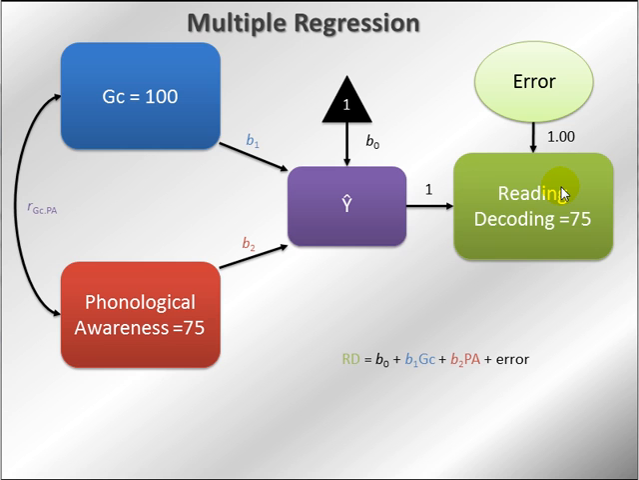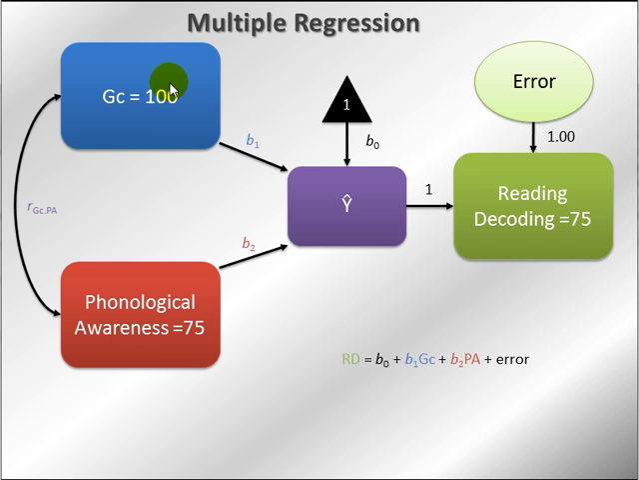And what we do with the prediction equation is that we look at the predicted value for a particular individual, in this case 100 for GC and 75, and then we make a forecast as to what their reading decoding score is going to be. Now we already know what their reading decoding score is, so what's the point of making a forecast? The point of making a forecast when we already know the outcome is that we can see how the person compares to other people with these 2 scores.